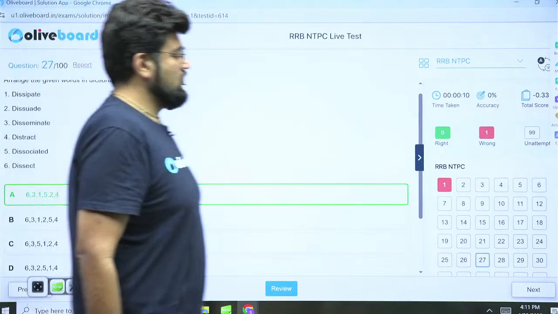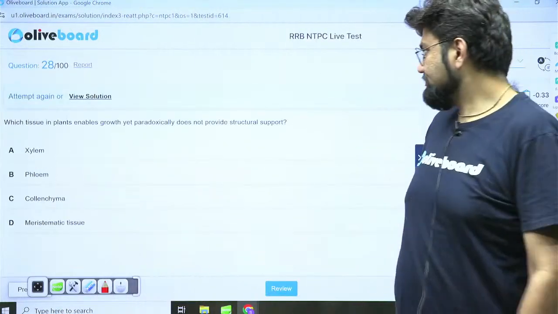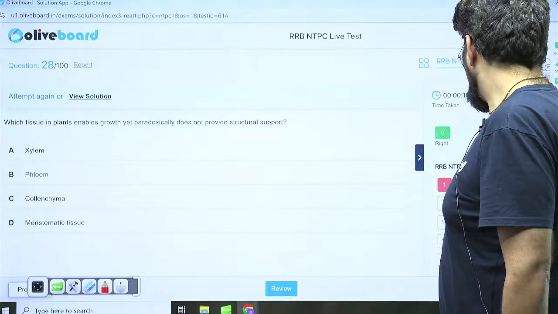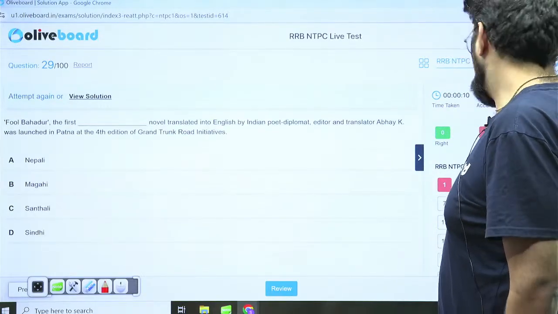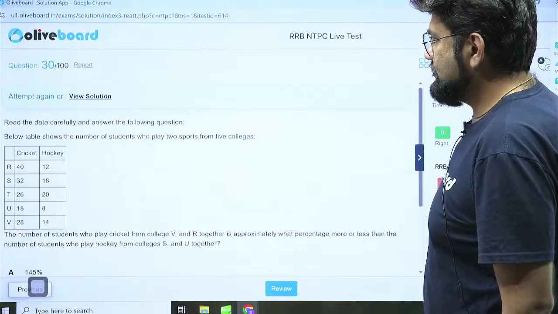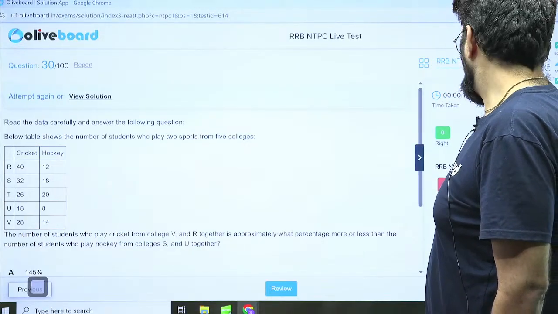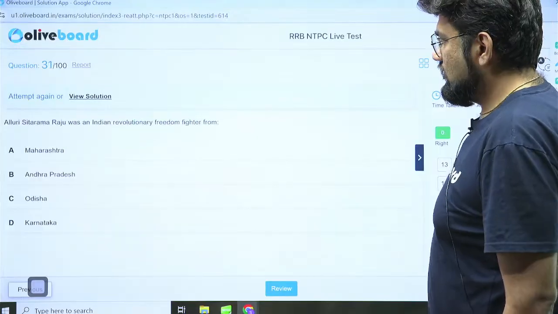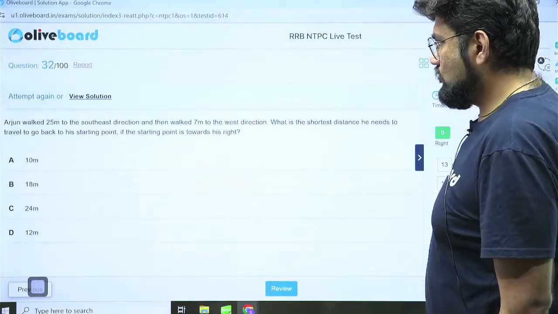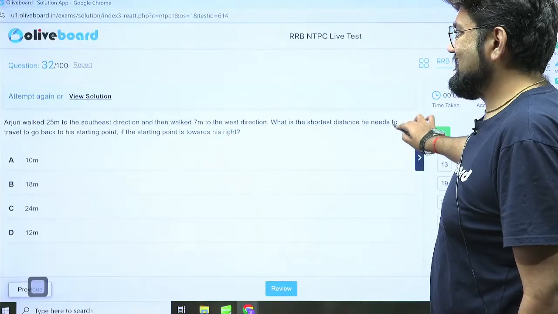Next. 28. 29. 30. This is data interpretation. 31, 32. Okay, directions.